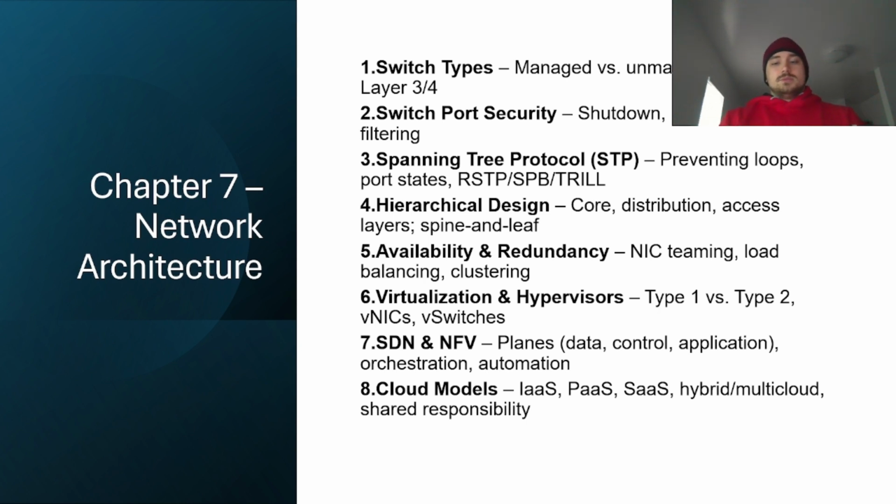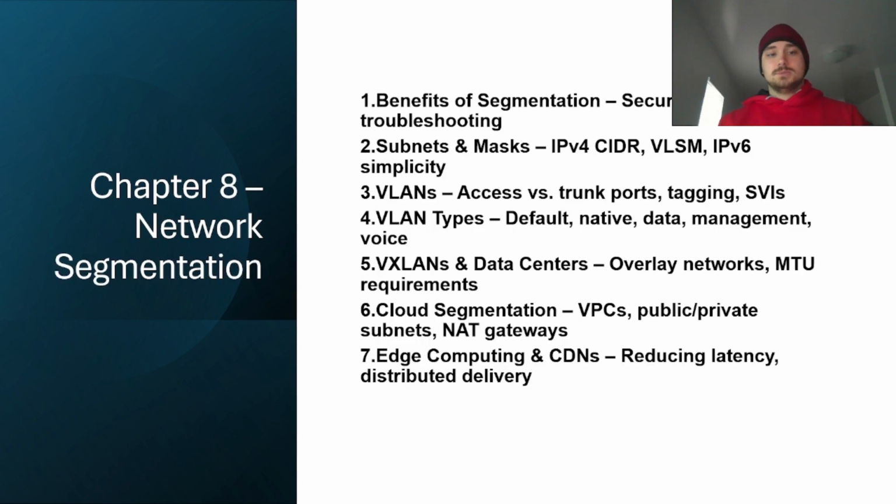We have availability and redundancy, which involves NIC teaming, load balancing, and clustering. We have virtualization and hypervisors, which involves type 1 versus type 2, vNICs, and vSwitches. Then we have SDN and NFV, which involves planes: data, control, application. Then we have orchestration and automation. Next is cloud models, which has infrastructure as a service, platform as a service, and software as a service. There is hybrid and multi-cloud, and there's shared responsibility.